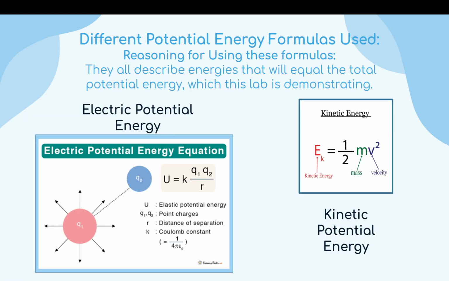So, different potential energy formulas I used here and my reasoning for using them. Well, first is the electric potential energy formula, and as seen, I use this because this lab is mainly about the electric potential energy between two magnets and also the kinetic energy. I use this because, as you'll see in the video, the two magnets are attracted to each other, so there's movement involved, and they're moving.